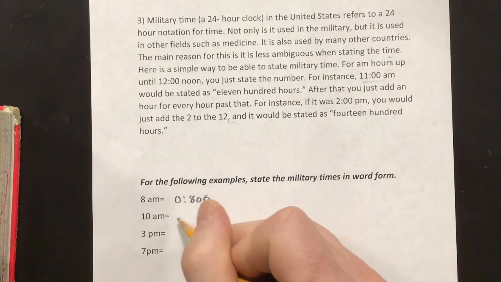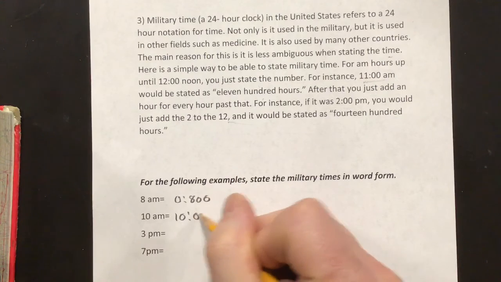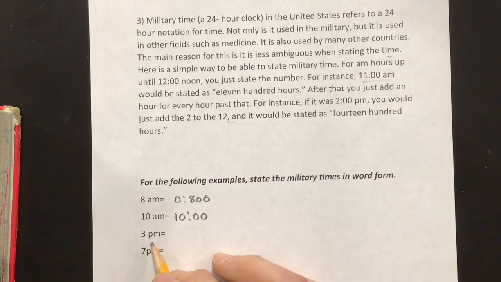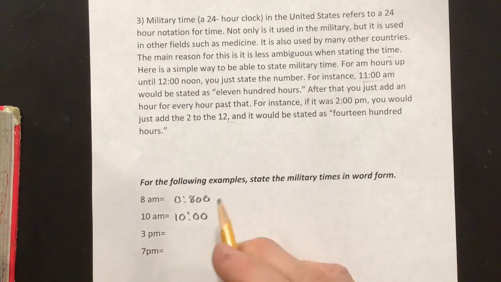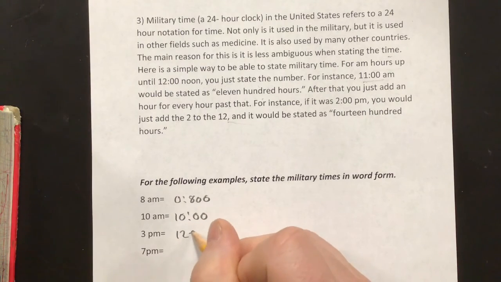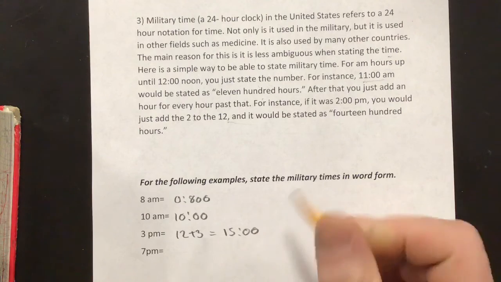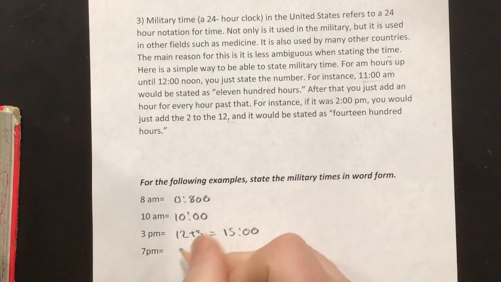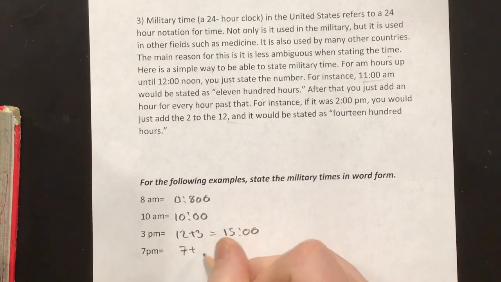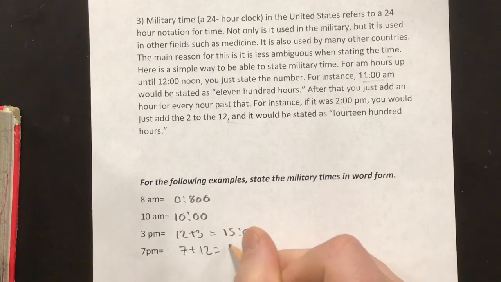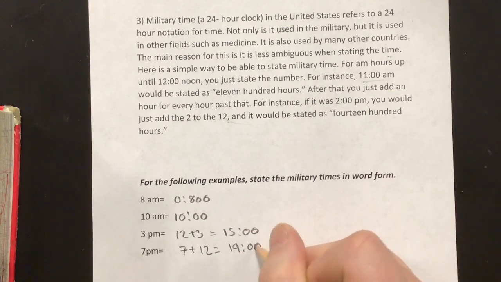10 a.m., 1,000 hours. 3 p.m., now's when you got to add. What's 12 plus 3? Equals 1,500 hours. 7 p.m., here we go again. 7 plus 12 equals 1,900 hours, and that's it.